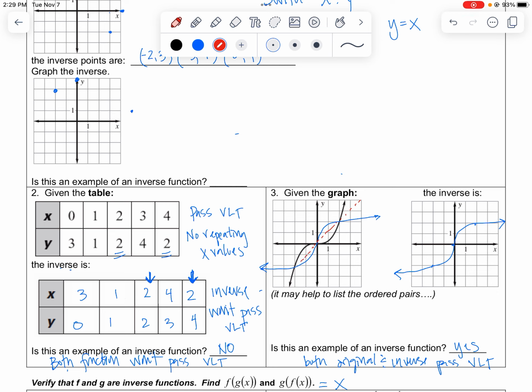You can see the symmetry even if you aren't able to identify it. The black line has flipped over that little dotted red line to become the blue function now. Now, are both of these functions? Yes, the black one is a function. It passes the vertical line test. Is this an example of an inverse function? Yes, it is, because both the original and the inverse pass the vertical line test, and the original passes both the vertical line test and a horizontal line test. If the original passes a horizontal line test, it means that its inverse is in fact a function.